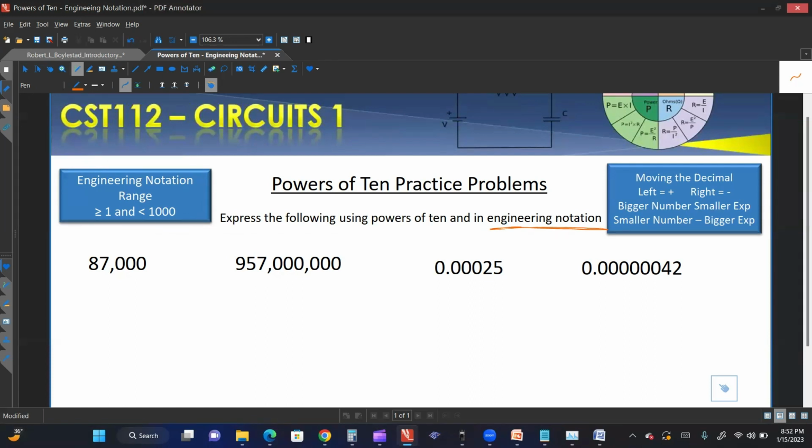So the difference between engineering and scientific notation is just the range. Scientific notation was greater than or equal to 1, and the number had to be less than 10. But in engineering notation, the number has to be greater than or equal to 1 and less than 1,000. So you can go all the way up to 999.99999. As long as it's less than 1,000, that number is considered to be in engineering notation. And the other thing is that the exponent you move has to be a multiple of 3.